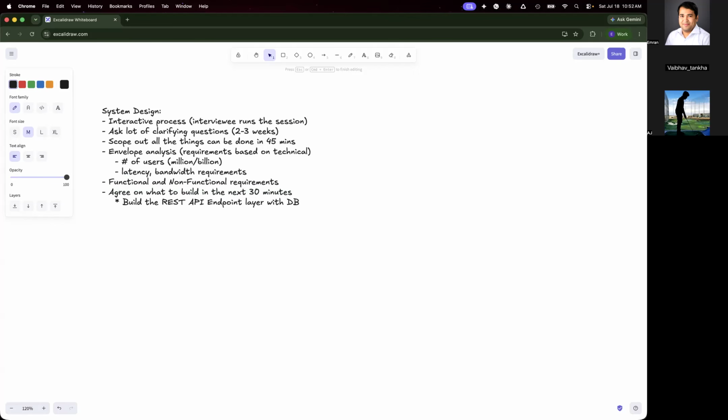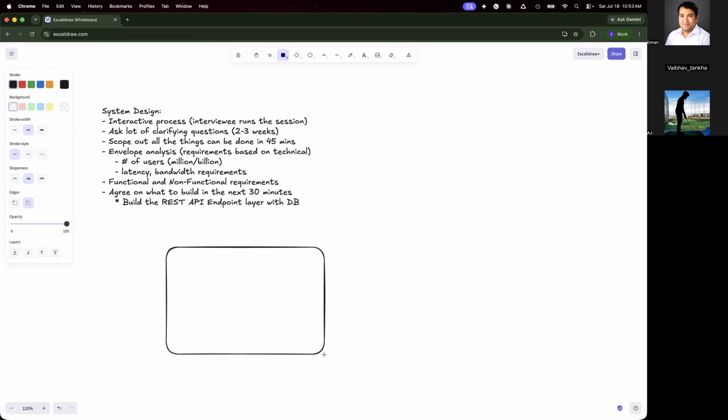As soon as you decide this, you can go ahead and start drawing. So maybe I will draw a backend system here. This will be my backend, and they want a database, so for the database I will do something like this. And don't spend time making it pretty.